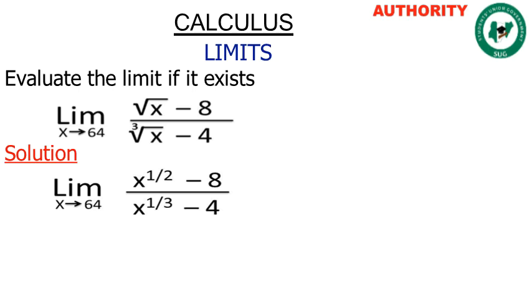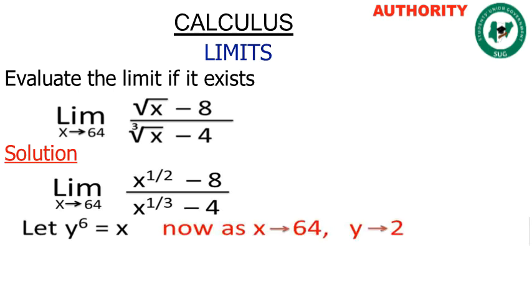What is the LCM of the denominators of these two numbers? The denominators are 2 and 3. So what is the LCM of these two numbers? We are simply going to say 2 times 3, which will give us 6. So we are going to replace x with y raised to power 6, the LCM we have just gotten. That means anywhere we come across x, we are going to replace it with y raised to power 6.